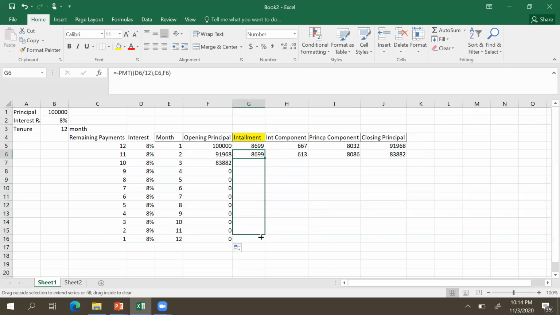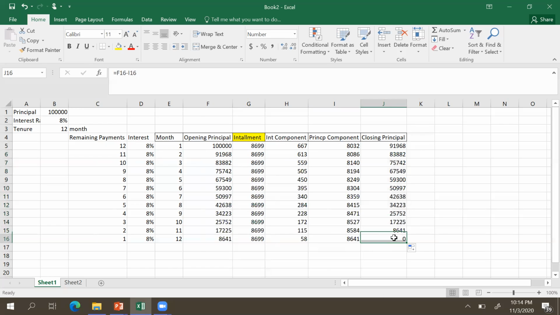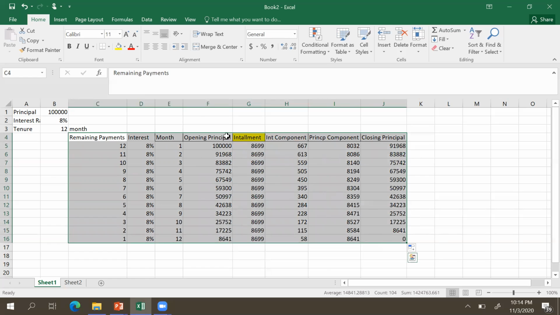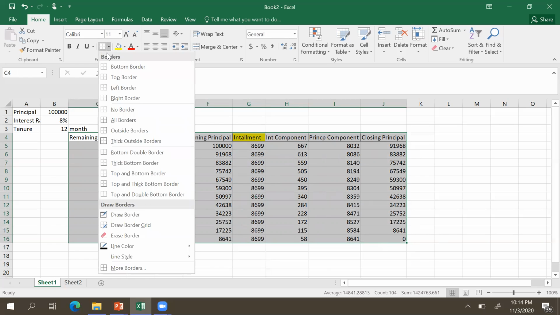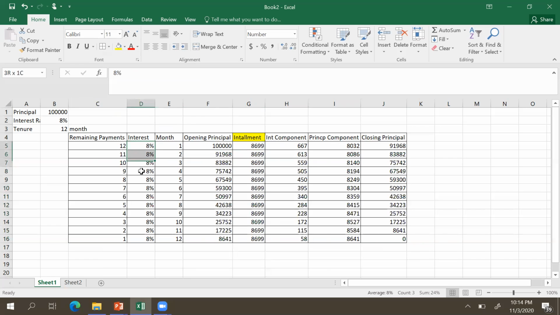I will drag this down. I will drag this down. I will drag this down. I will drag this down. So we are ready with our amazing repayment schedule. You can see it's beautiful. We have a fixed rate loan. The rate currently is a fixed rate loan.